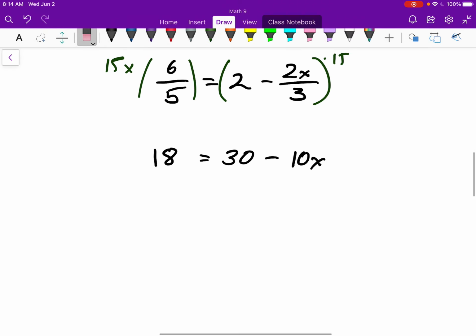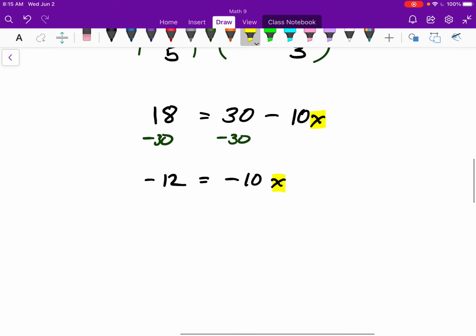Now, fairly routine. I want to figure out x. It'll take me 2 more steps. I'll subtract 30 from both sides. So on the left-hand side, I have negative 12. 18 take away 30. Again, really easy to make mistakes with negatives, but 18 take away 30 is negative 12. And on the right-hand side, I have negative 10x.